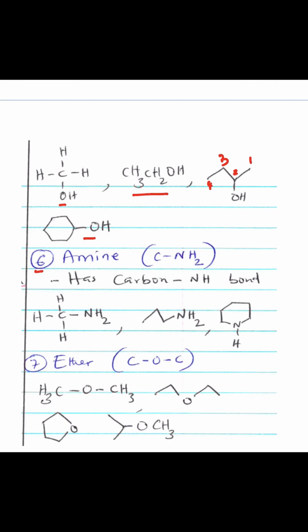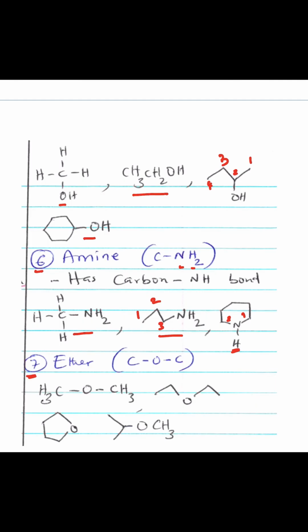Number 6, amines. Amines contain a carbon-nitrogen bond, where the nitrogen can have 2 alkyl groups, 1 alkyl group, or 2 hydrogens. So it has a carbon-N bond. Example of that will be methylamine, and then here we have 1, 2, and 3 propylamine. Here you have a cyclic amine, and this is actually a secondary amine because you have 1 and 2 alkyl groups connected to the nitrogen, and therefore you only have 1 hydrogen on that nitrogen because nitrogen forms 3 bonds.